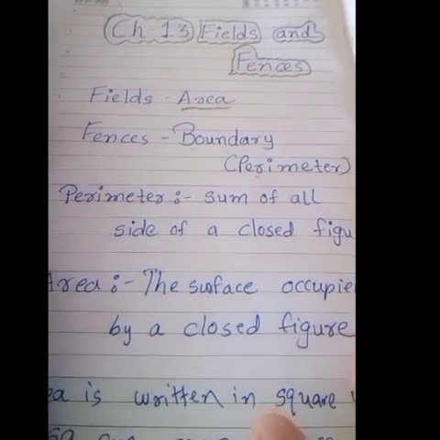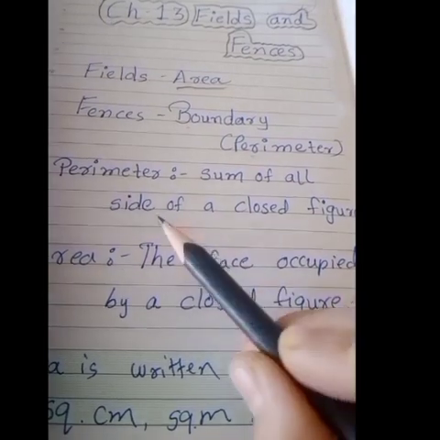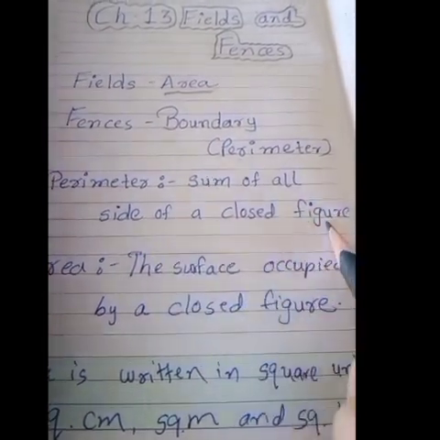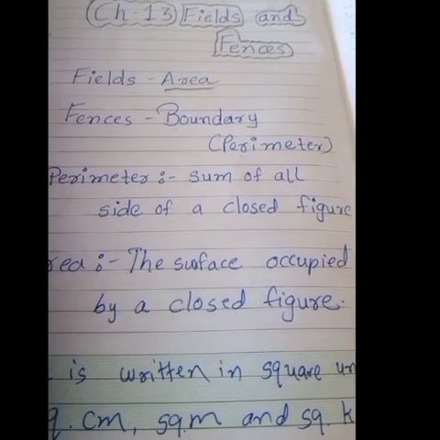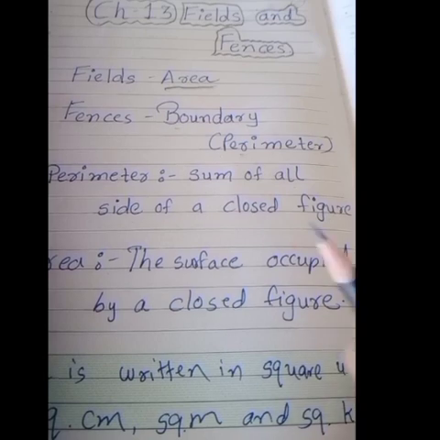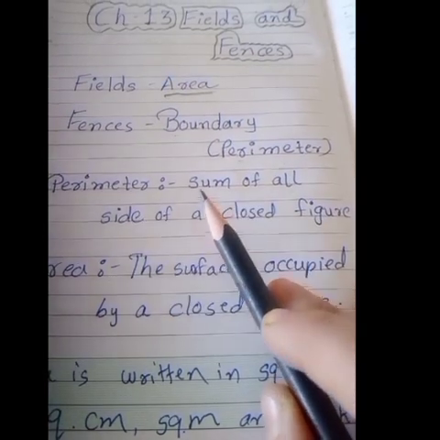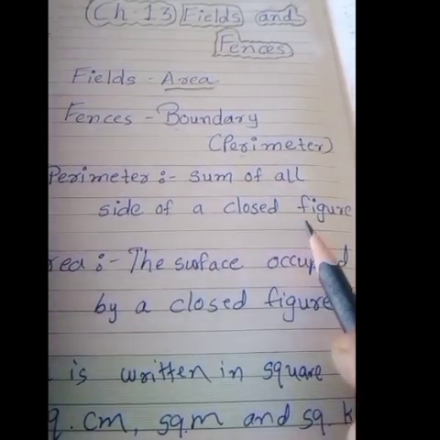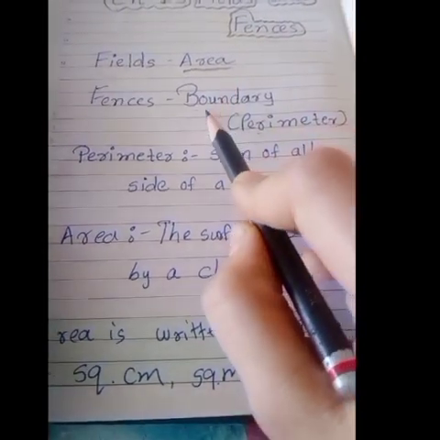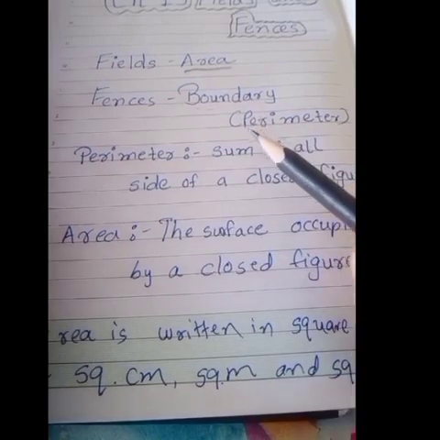Now students, I'm telling you the definition. Perimeter means what? The sum of all sides of a closed figure. Any figure, whether it is a rectangle, square or any irregular shape. But you have to consider all, you have to do the sum, means addition, of all the sides, the length of sides, right? Which is called perimeter. Means we are going only through the boundary of that given figure.